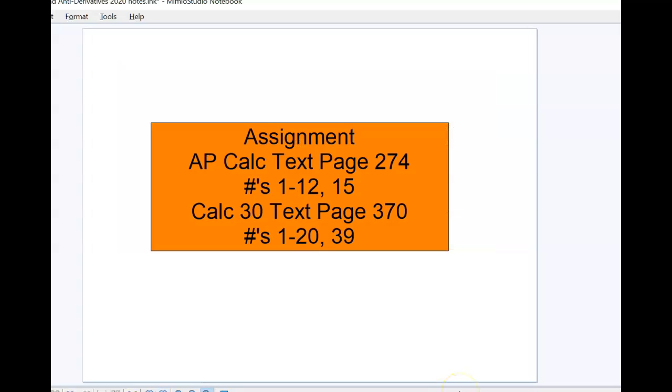So there's the assignment from the Calc 30 book and from the AP book for the first 2 videos of section 5.3. So give those a try, and if you have any questions, we can look at those in class.